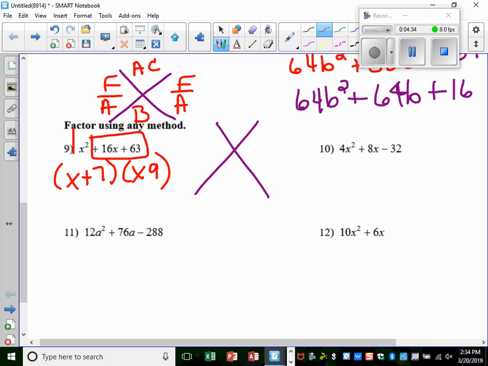All right, so now let's do number 11. Now that's a big number, and I can already see that at least all of them are even numbers. And what can go into any even number? 2. So let's try dividing everything by 2 first. So what is 12 divided by 2? 6. All right, so 6a squared. What is 76 divided by 2? Okay, 38A. And then what is 288 divided by 2?